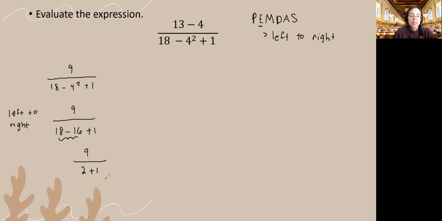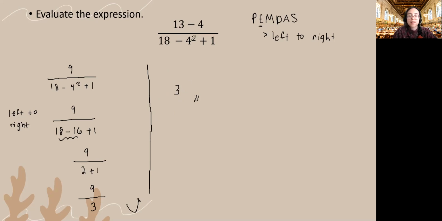Now I can do my addition. So I'm going to write it maybe down here. So it'll be 9 divided by, and this will be 2 plus 1, which will give us 3. And if we simplify this further, 9 divided by 3 is going to give us 3. Okay, so this would be our answer for this expression.